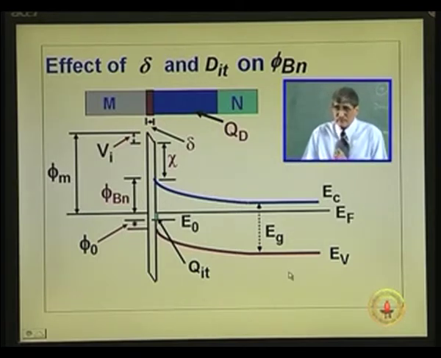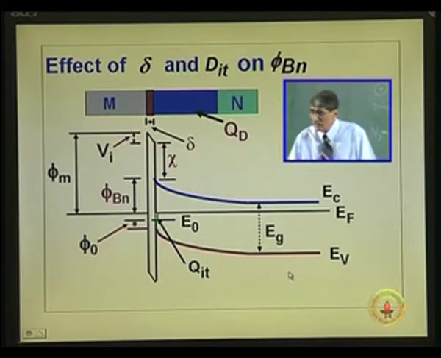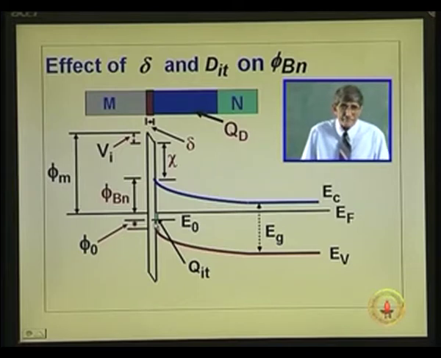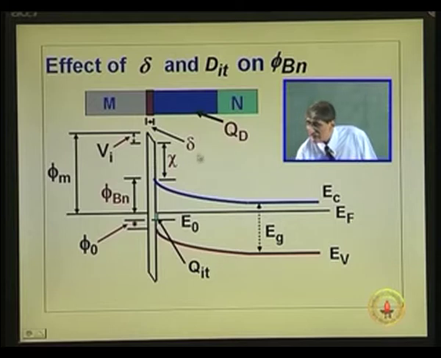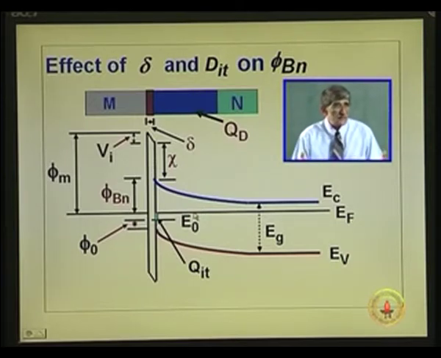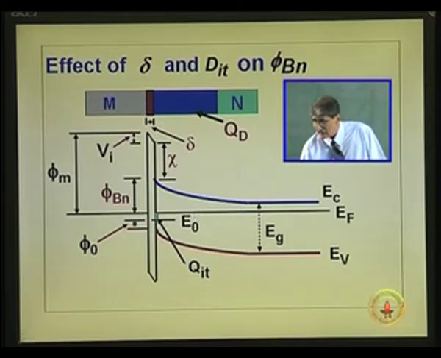Now, what is the difference? In the absence of this delta and in the absence of interface states, you have to deal with only two charges. Charge in the semiconductor, the depletion layer charge QD, which is equal to the charge within the depletion layer: doping concentration into depletion layer width into q. That is the charge that is present there.